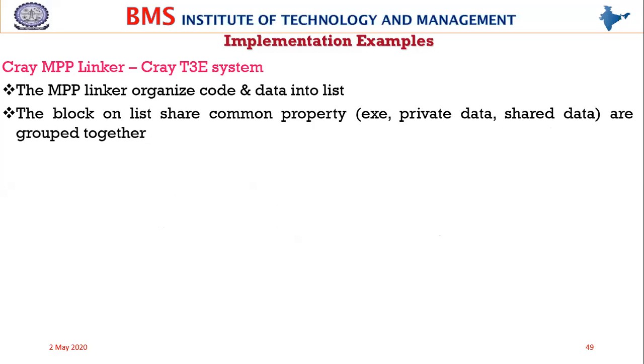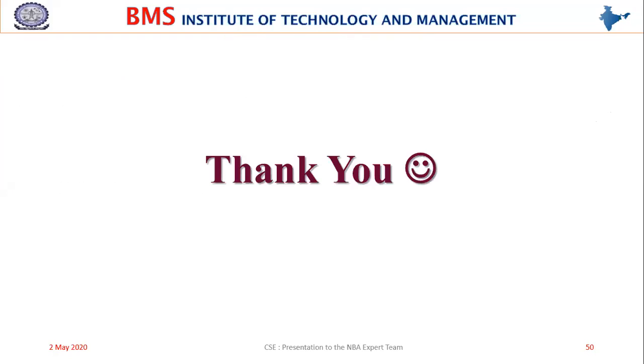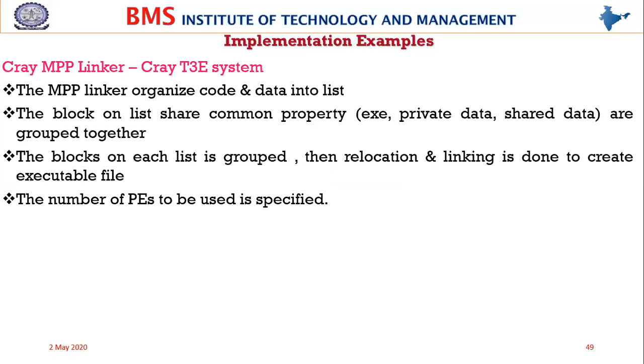Those instructions belonging to the code section will go to exe. Private data will go to the private data section, and shared data will go to the shared data section. The blocks on each list are grouped, then the relocation and linking is done. After we have clearly separated the code into exe, private data, and shared data, we make them separate units, and accordingly the relocation and linking will be done in each of the processing elements. The number of processing elements to be used is specified during execution.